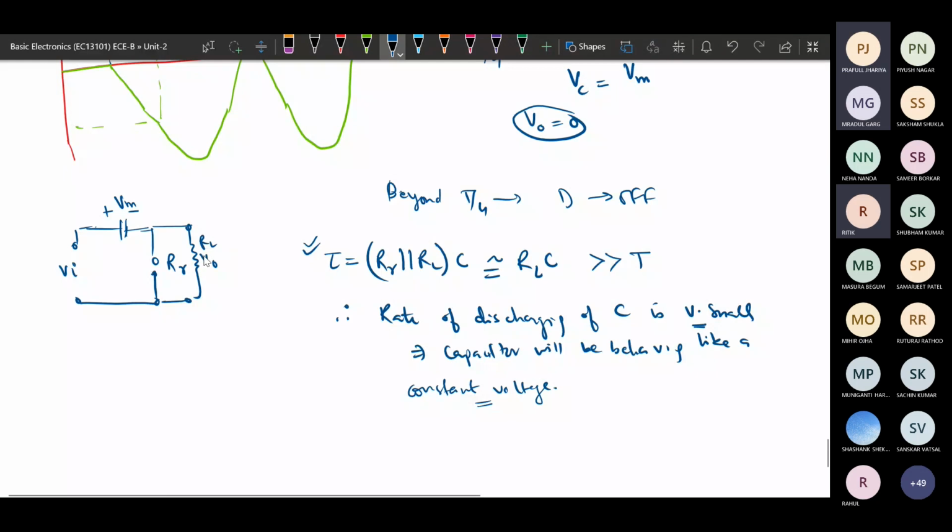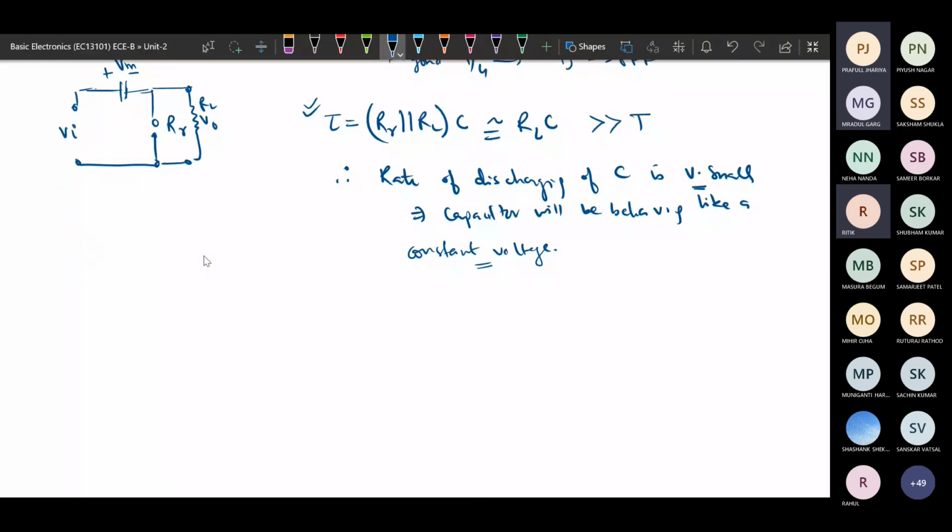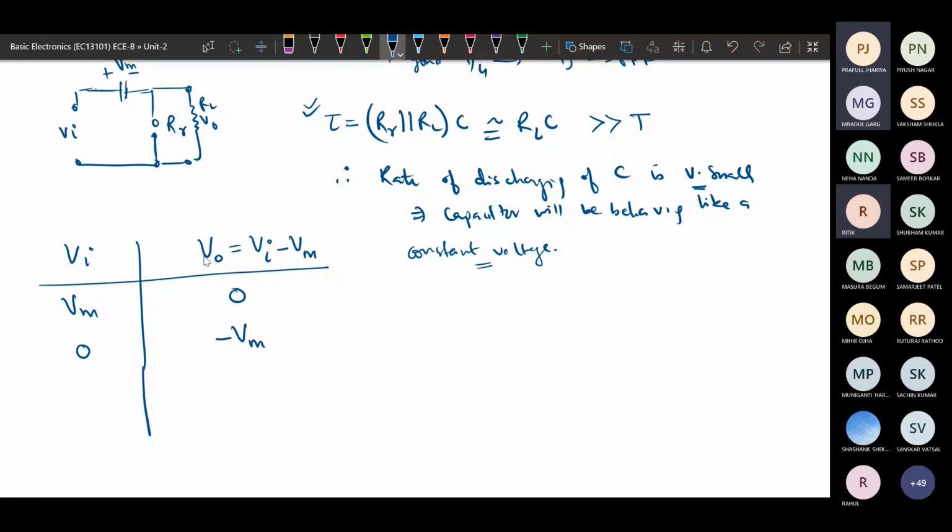Okay, so we can summarize it: if the input voltage is there, what will be the output? The output voltage will be V input minus Vm. So if the input voltage is Vm, in that case the output that we will be getting is 0. If the input voltage is 0, we get the output minus Vm, and if the input voltage is minus Vm, we get the output that is minus 2 Vm.